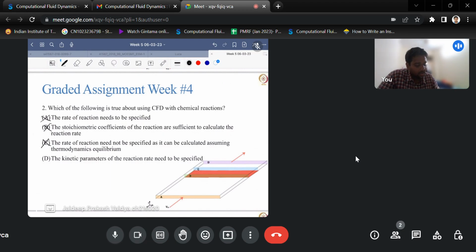of study, the field in which we are studying, the domain in which we are studying. And the fourth part is the kinetic parameters of the reaction rate need to be specified. That is the correct answer. We need the rate constant and the order of the reaction. Unless this is mentioned, we can't solve the governing equation using CFD simulations.